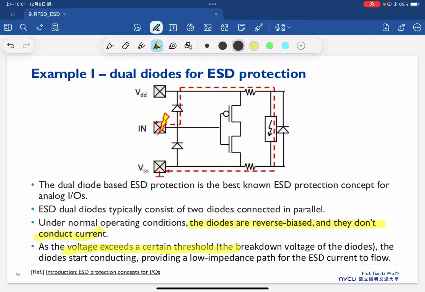So here is one example. If you have an ESD event at this moment, you will start to have a high voltage, so the diode here will be triggered. And once the diode is turned on, the high current goes through it, and therefore you won't have the high current influencing your main device.